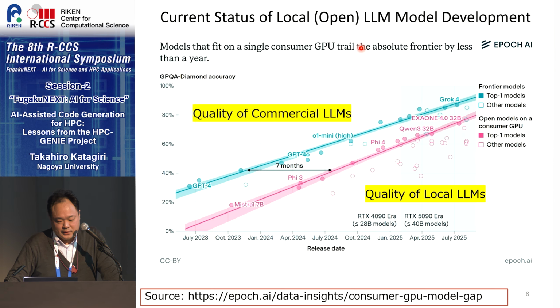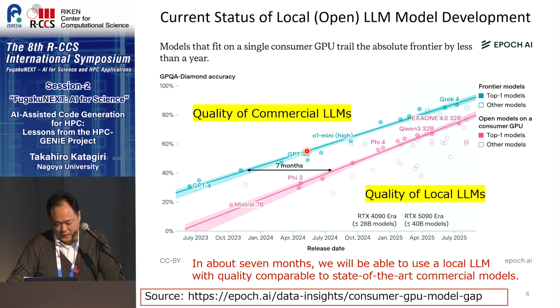Here is the current status and trend of quality between commercial LLMs and local LLMs. This line shows the commercial LLM performance, and you see only a 7-month gap. That means if we wait 7 months, we are able to use a very high quality local LLM compared to the commercial LLM. We only wait for their release. It's a very awesome increase, and that's why we are focused on local LLM technology.